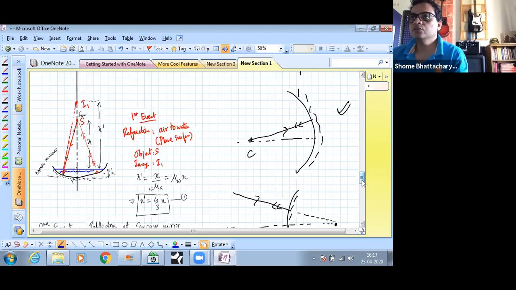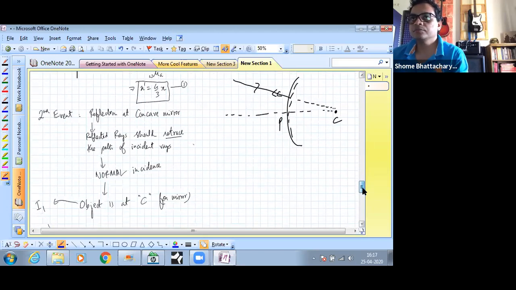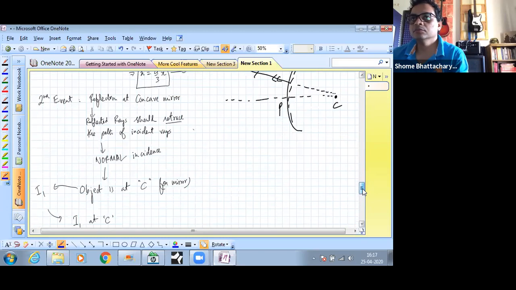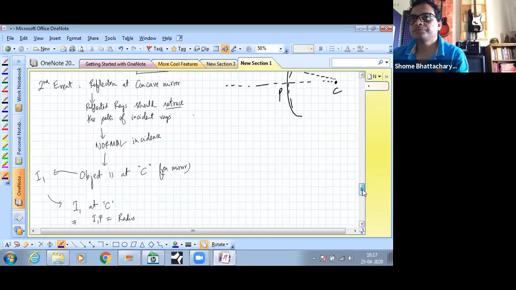It's just taking you through the calculation below. That was the first event. Now the second event is the critical one. This is where it's important to understand what's happening over here. Normal incidence, so that the rays retrace their path.